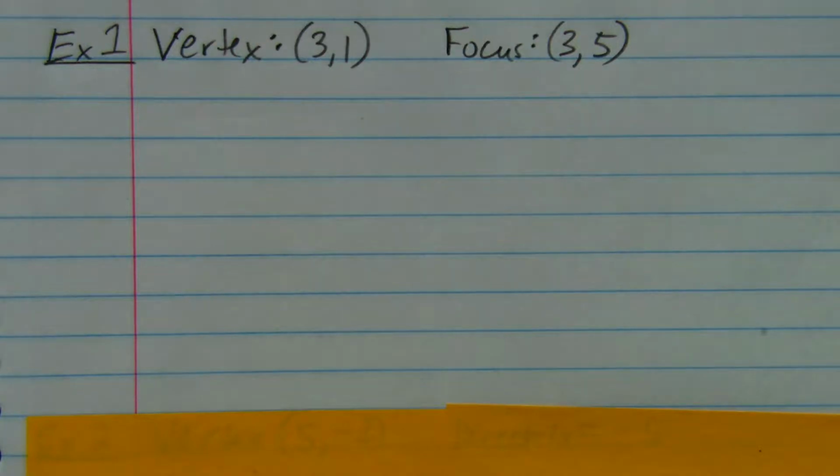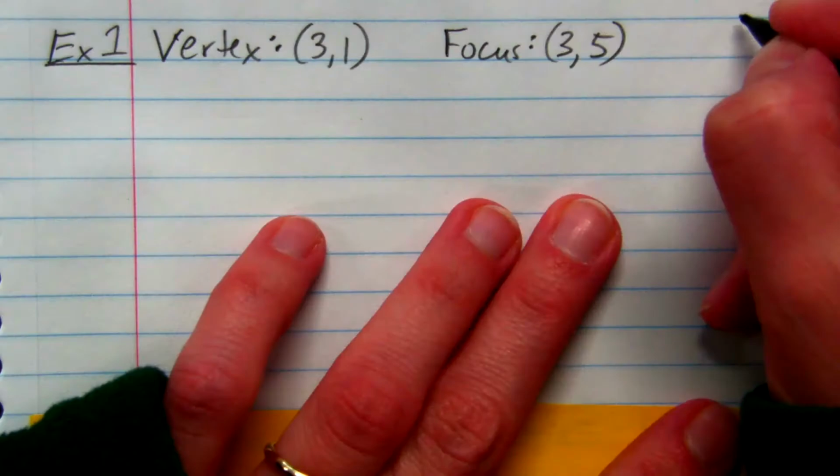All right, so we have been studying how to write parabola equations, and we're going to go a little bit backwards today. We're going to look at different types of information. They're going to give us a little bit different information on each problem, and we're going to write the equation from what we are given.